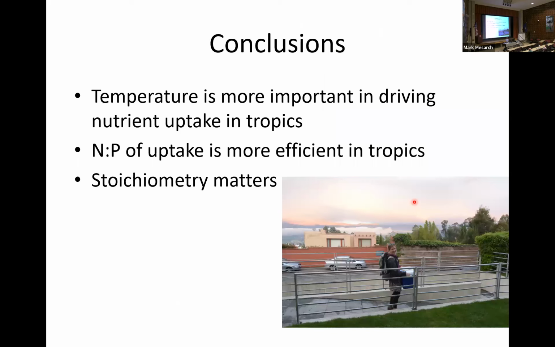Okay, so some brief conclusions from this project. Temperature is in fact more important in driving nutrient uptake in the tropics. The nitrogen to phosphorus uptake was more efficient in the tropics, and stoichiometry does matter in driving uptake, particularly in the tropics.